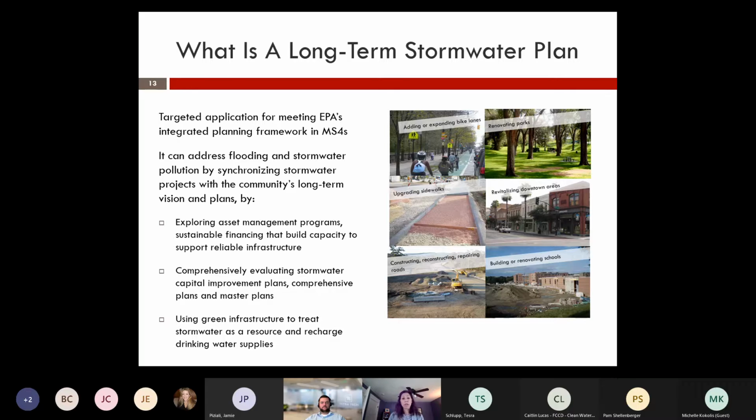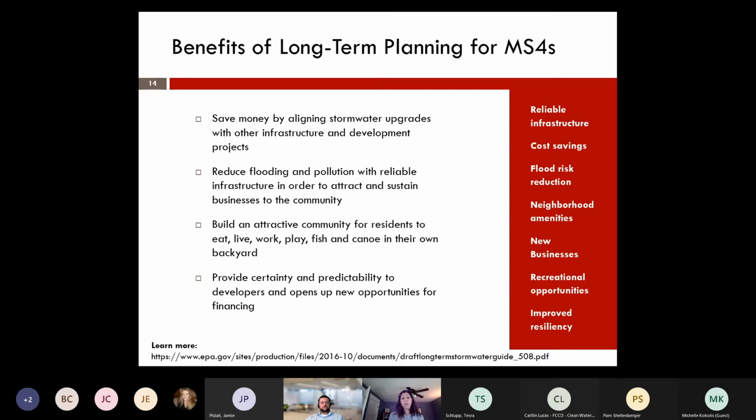And then green infrastructure is definitely something we highly recommend looking at for treating stormwater as a cost-effective solution among all of the other possible BMPs that are out there that are also very useful. But green infrastructure can be a resource to treat stormwater and help with recharge of drinking water supplies. And I've listed some benefits of long-term planning for MS4s.